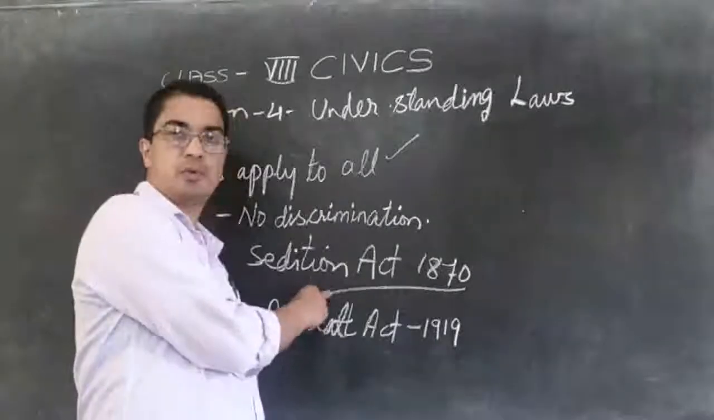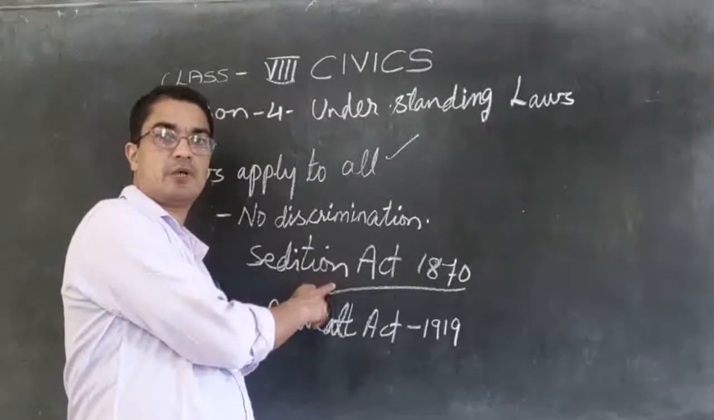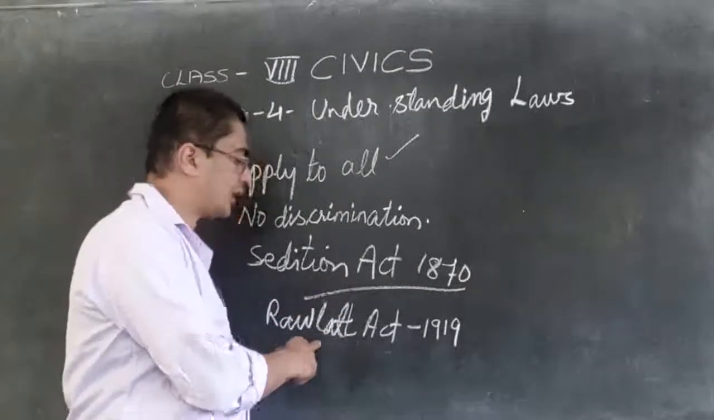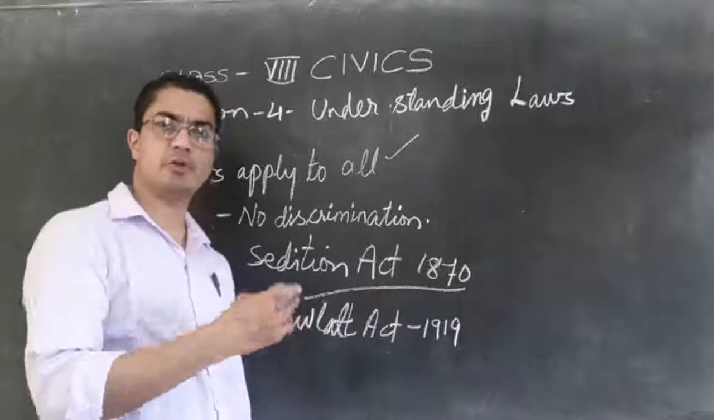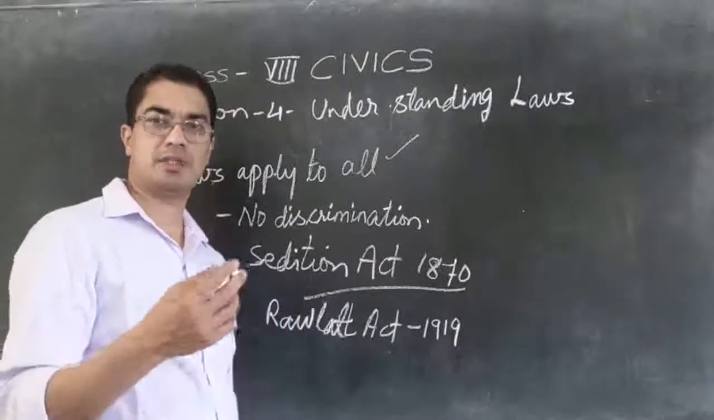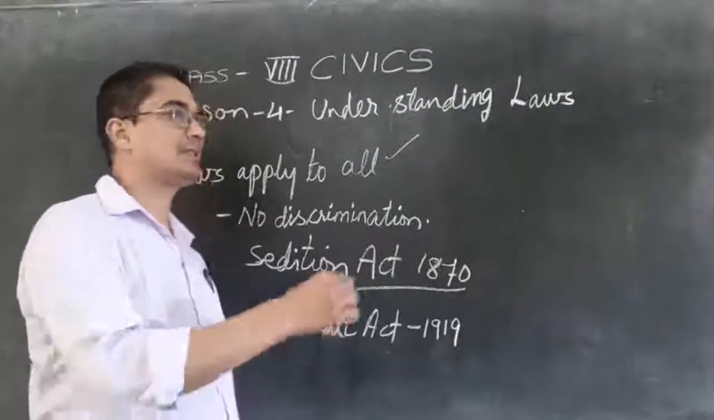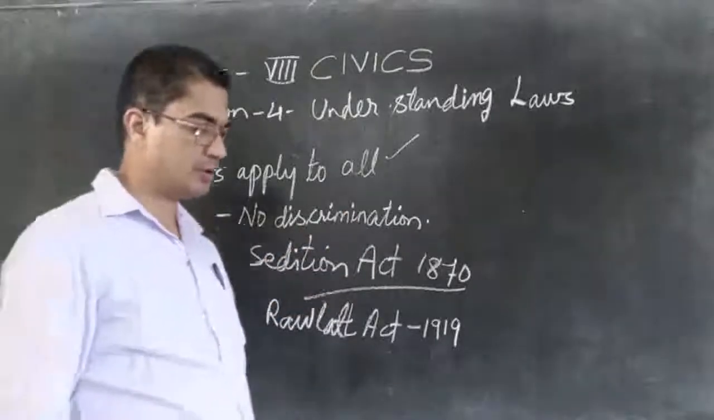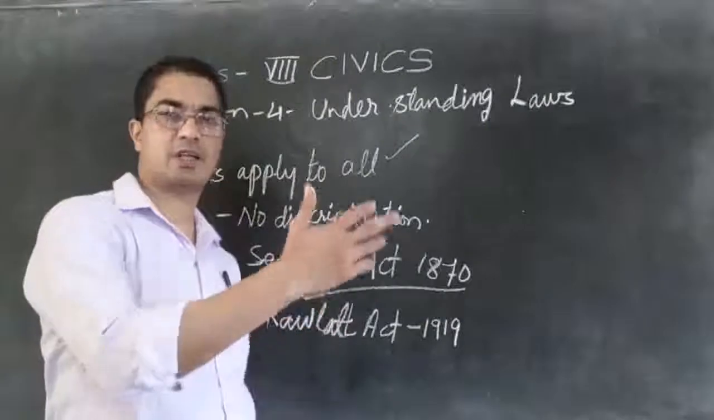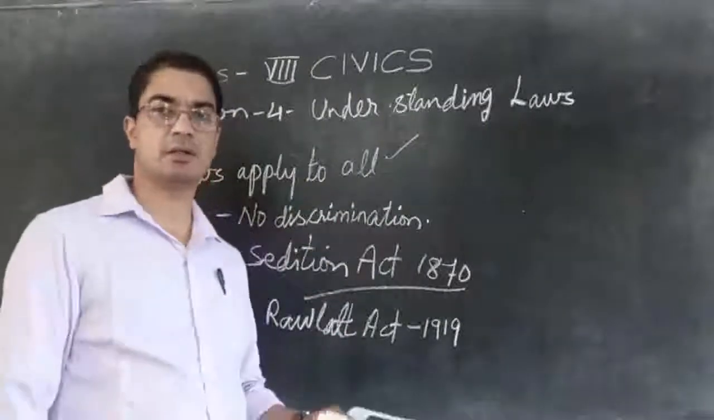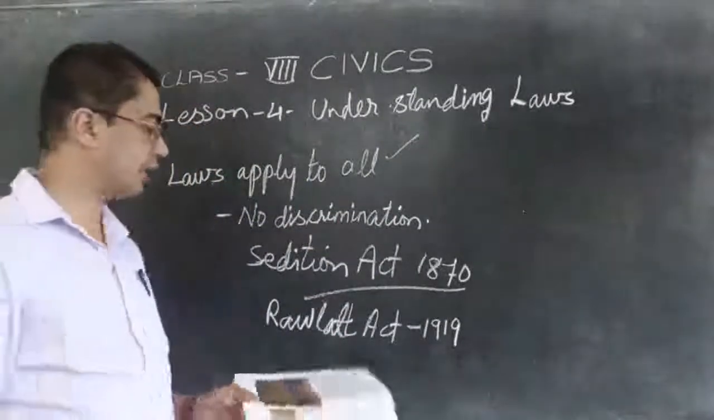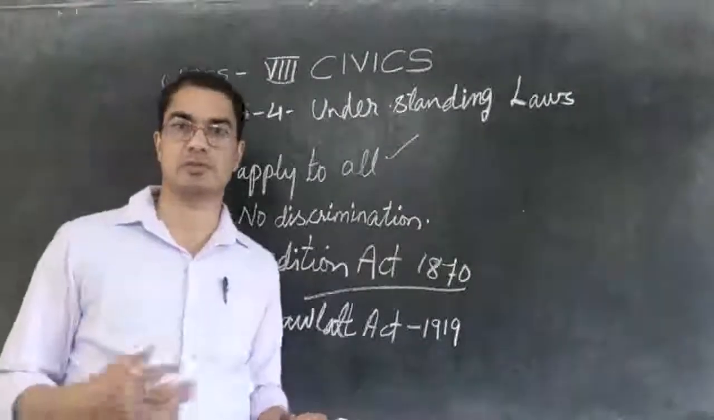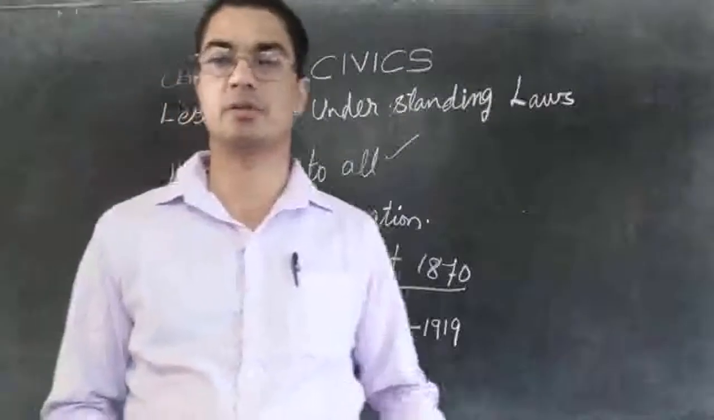Under the Sedition Act, people who are protesting or criticizing the government will be arrested and put in jail. But in this Rowlatt Act, there is no need to protest also. If the British government sees that somebody is not good, or somebody is against them, or they don't like them, they can simply arrest and put them in jail. That is the attitude that they show. So that is another law made by the British to show their arbitrariness.